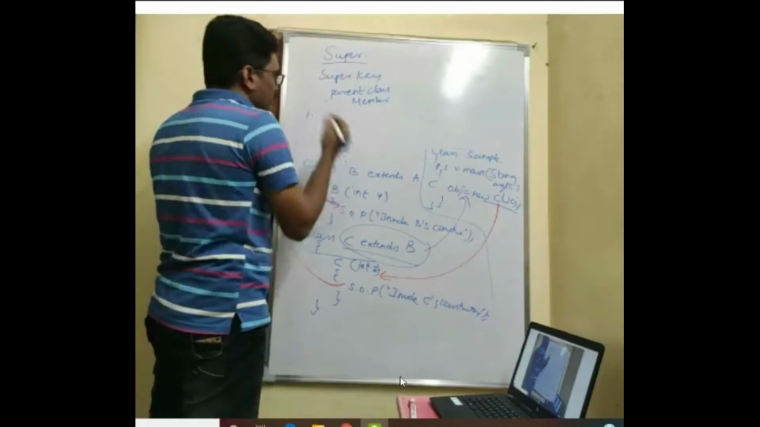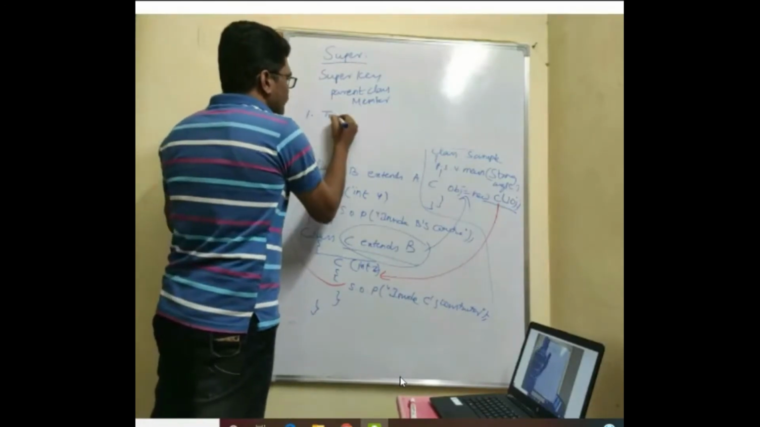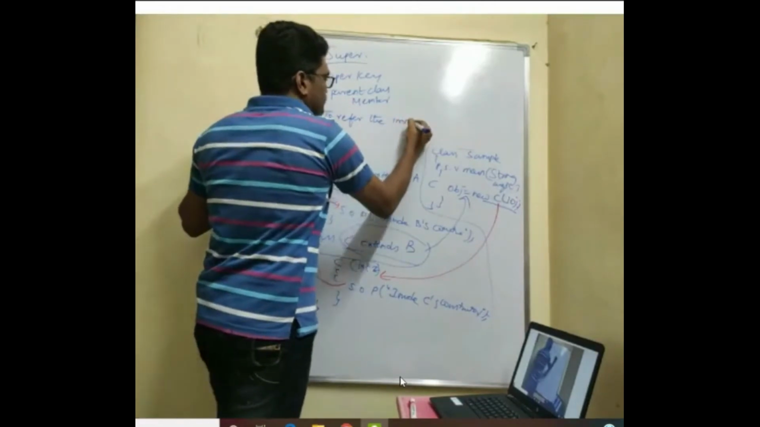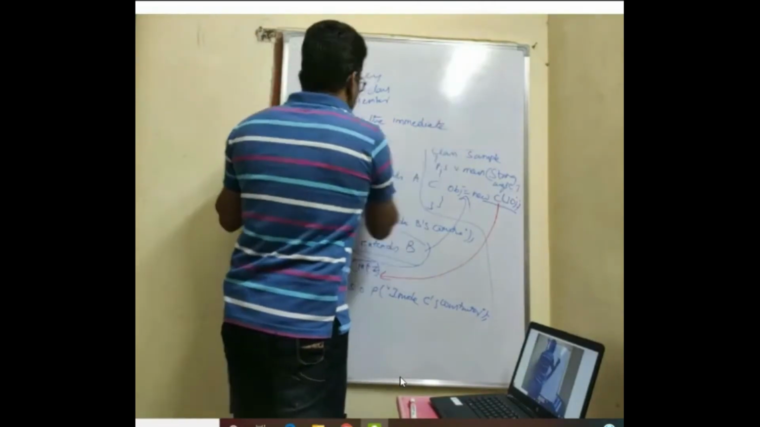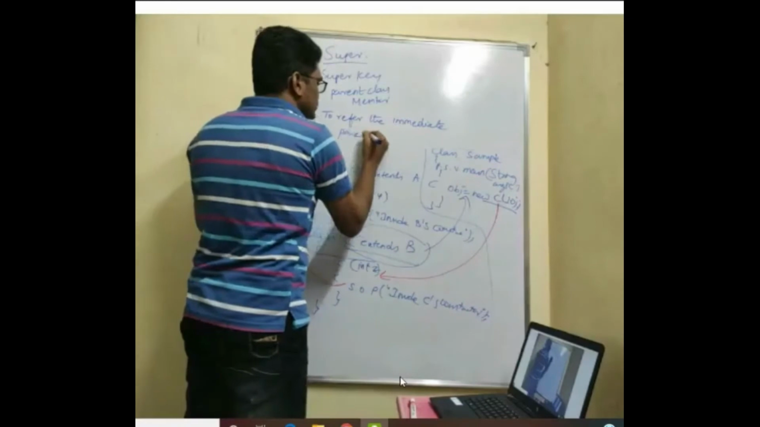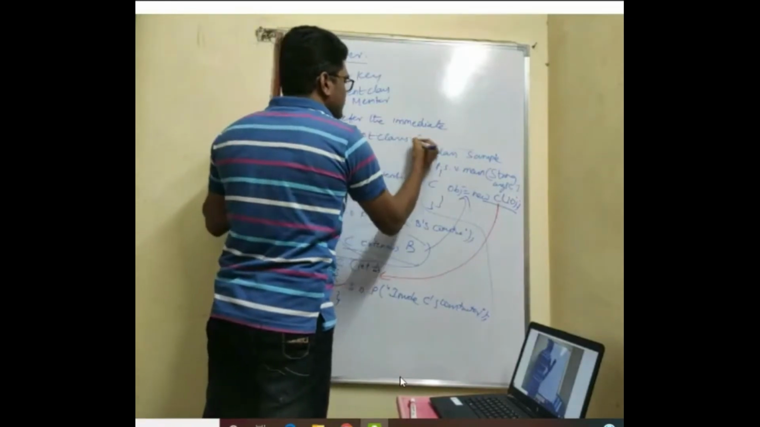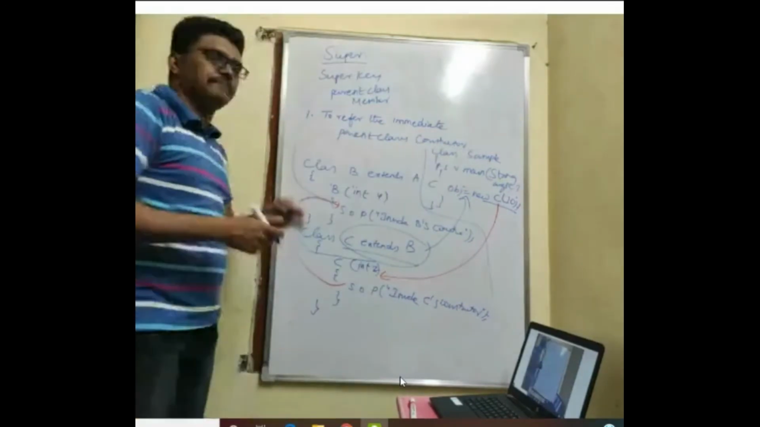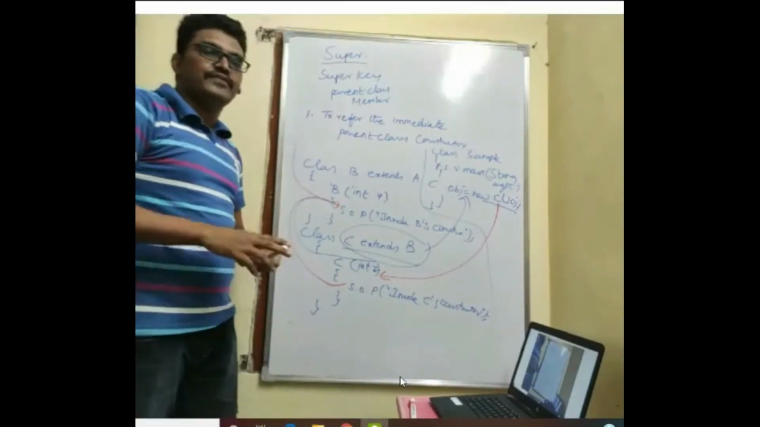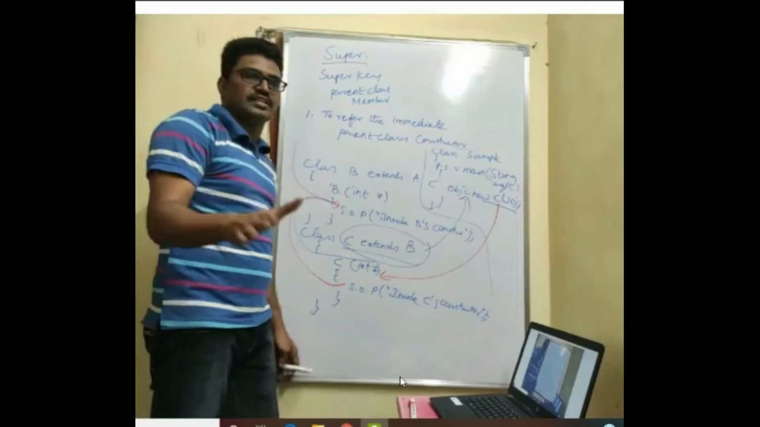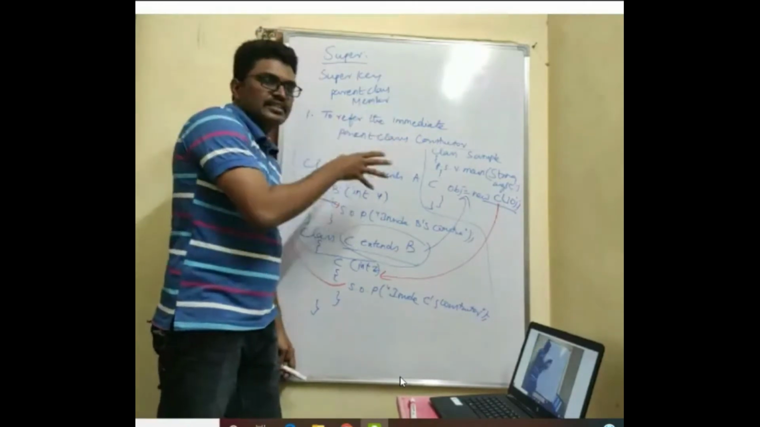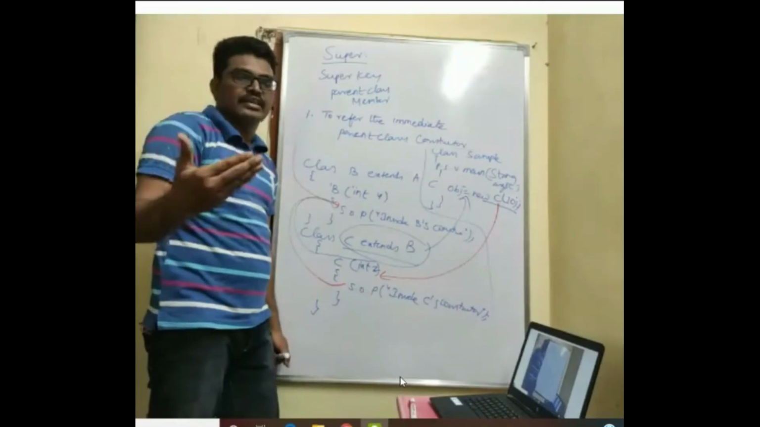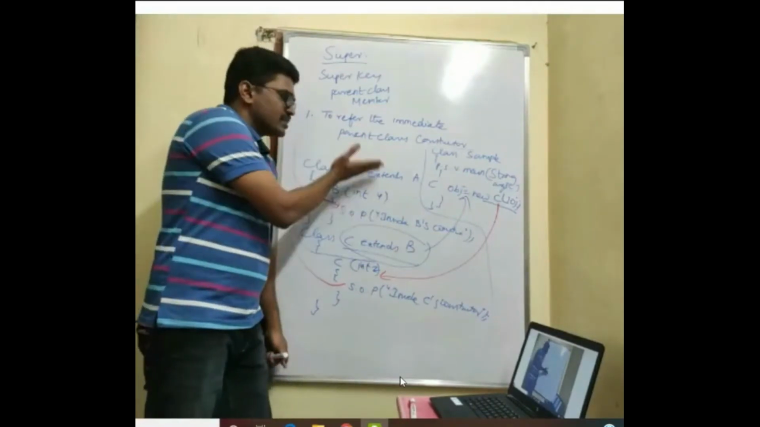Everything is in small letters. The first one is to refer to the immediate parent class constructor. If your constructor is a default constructor, this is not needed. If it is not a default constructor, you have to call it explicitly. Otherwise, its parent constructor will not be called.